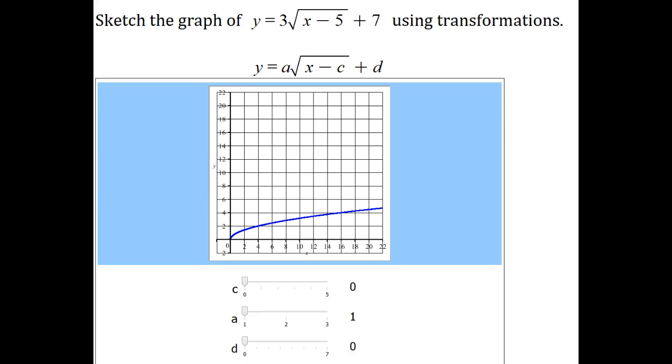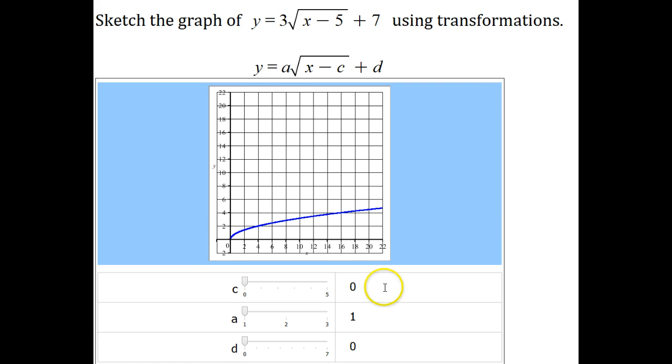Okay, for our next example, we see we have a square root in our equation. All right, inside the square root, we have x minus 5. That's going to move the square root graph right 5 units. Multiplying on the outside by 3 is going to vertically stretch the graph by a factor of 3. Adding 7 is going to move the graph up 7.